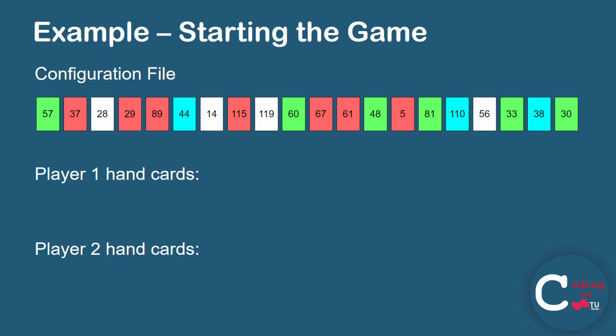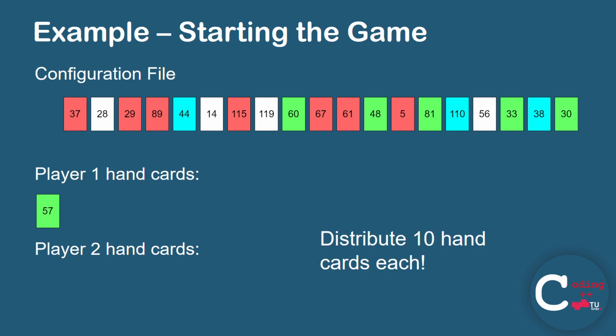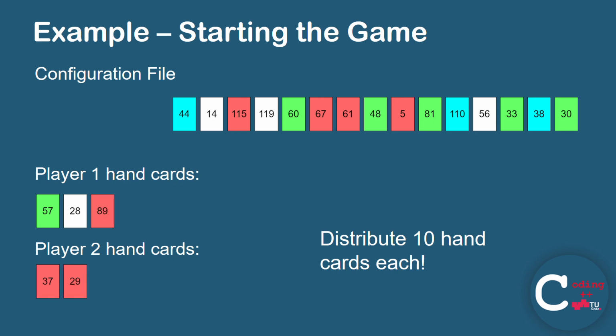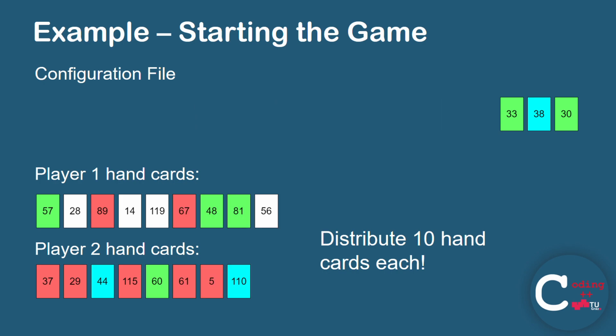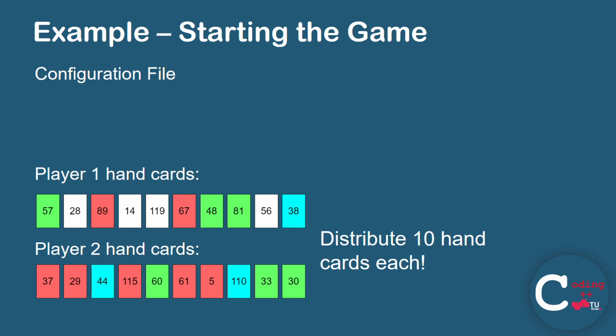So now we distribute those to the 2 players. So player 1 gets the first card from the configuration file, player 2 gets the second card, player 1 gets the third card, player 2 gets the fourth card, and so on until each player has gotten 10 hand cards. So there might be additional cards in the configuration files. Those cards are then not needed for the game and can be ignored. So only 10 hand cards per player.